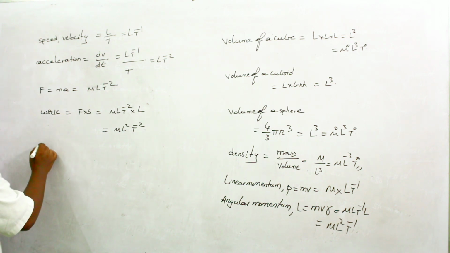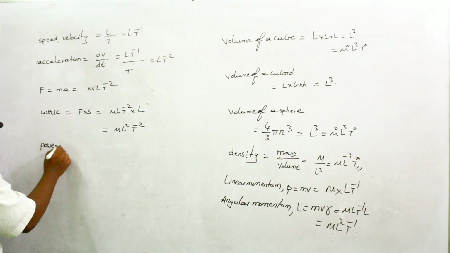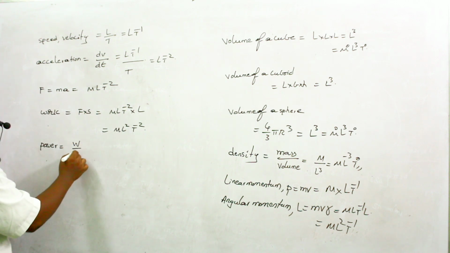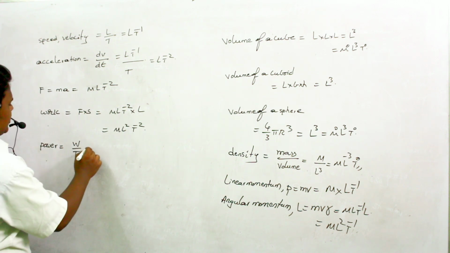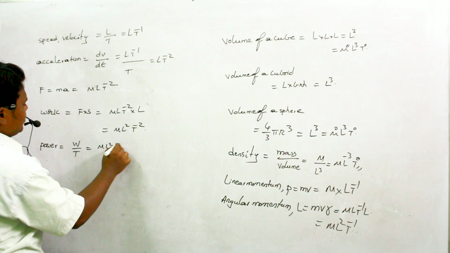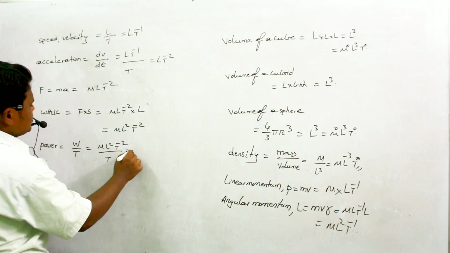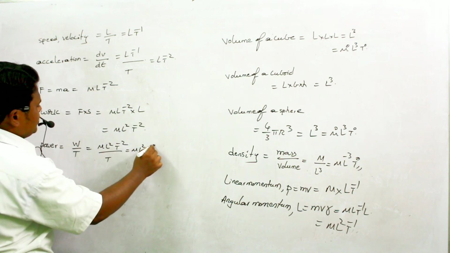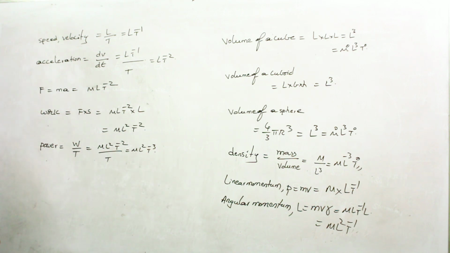Similarly, if I take the dimension of power, I can write it as work done divided by time. So work done is M L square T power minus 2 divided by time. So M L square T power minus 3 will be our dimension.